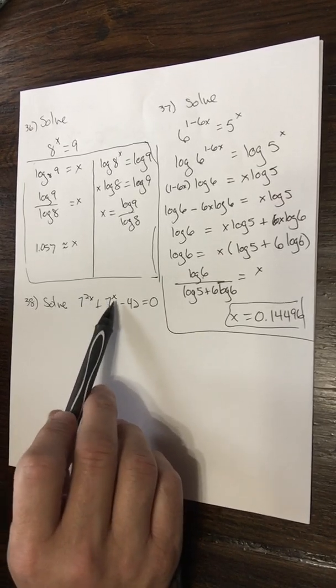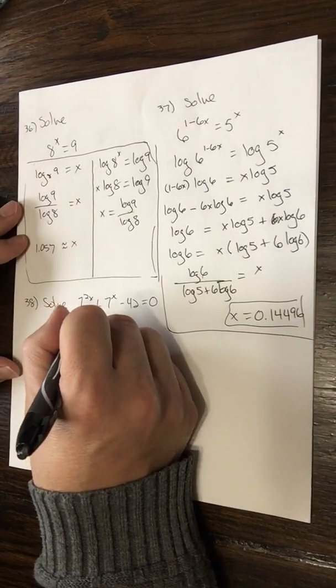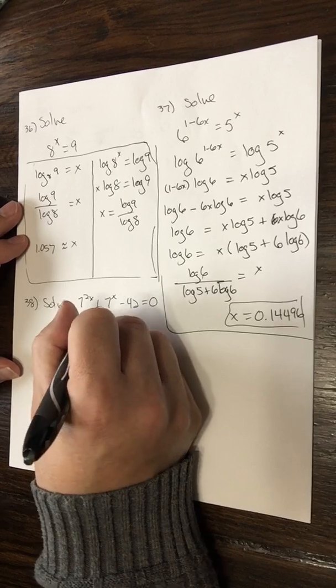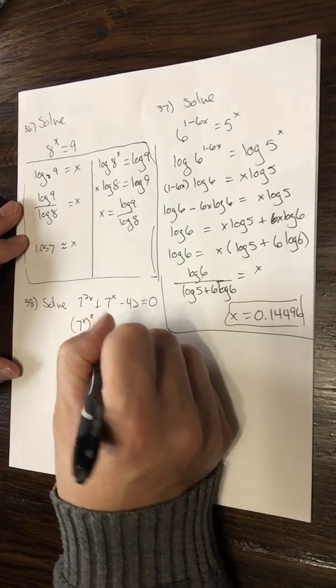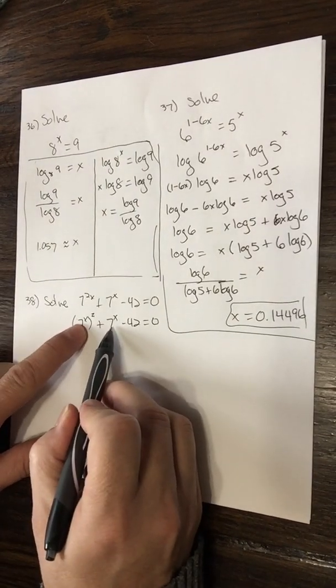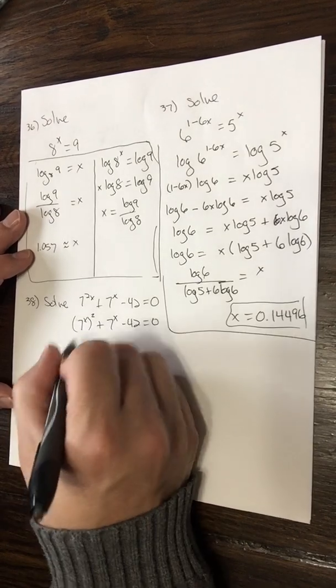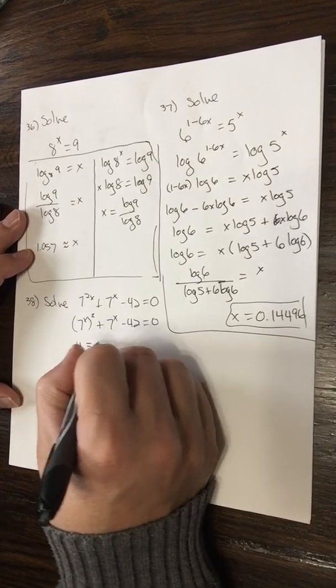Okay, so since I have a 7 to the x, I would like this to look like 7 to the x. So watch how I'm going to write this. 7 to the x squared plus 7 to the x minus 42 is equal to 0. Now I have a 7 to the x and a 7 to the x. Okay, you ready for the u substitution? Here we go. I'm going to let u equal 7 to the x.